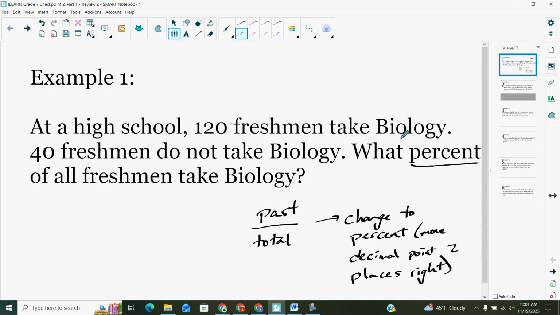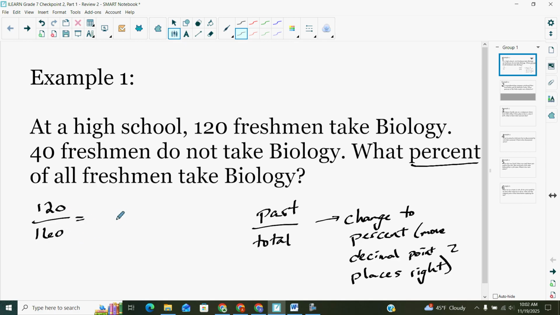So what percent of all freshmen take biology? So we want the part that takes biology. 120 take biology. Divide that by the total. Well, we have 120 that take and 40 that don't take. So we have 160 total freshmen. And then change it to a percent. Some of these problems would be calculator problems, some may not be. This one probably would not.